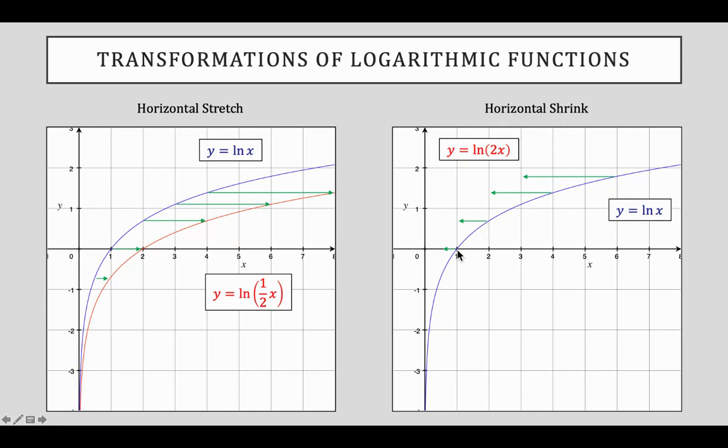So this x-coordinate that was at 1 is going to move to 1/2. This x value that was at 2 is going to move to 1. This one that was at 4 is going to move to 2. And this one that was at 6 is going to move to 3. We divide all of them by 2. And there we have the shape of our new graph.